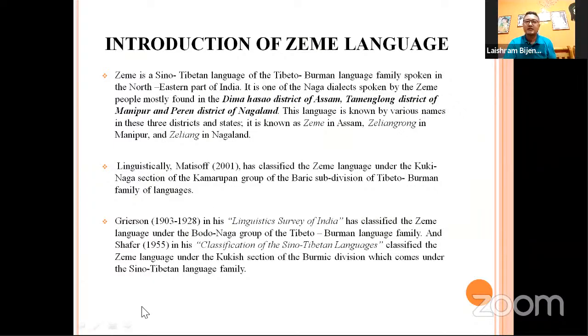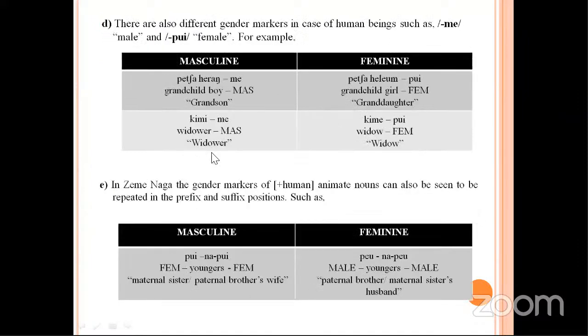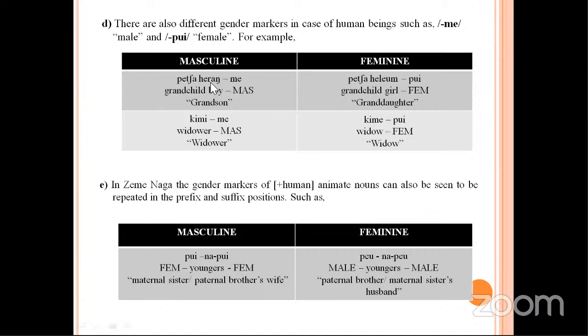I still invite questions, queries and suggestions from our friends and attendees. Yes, Bijan. I just saw one of her slides and was curious to ask if it is possible to remove the me and pui from this slide, because herang is already a biological gender as boy and helium is already a girl. Is it optional or mandatory to still have me and pui? Ma'am, it is mandatory. I asked my informant, and they said no, we have to use me and pui. That's quite interesting because herang already has lexical gender in the lexeme, but the morphological gender varies the gender marking strategy. Same thing for kimi and kime also. Kimi is already masculine and kime is feminine, but you're still having me and pui.